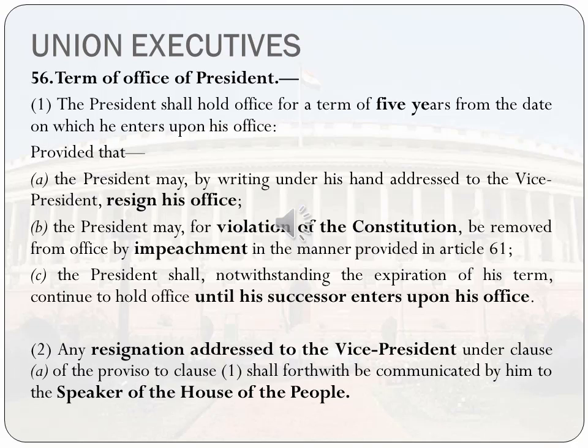The president shall, notwithstanding the expiration of his term, continue to hold office until his successor enters upon his office. So the moment his successor comes into office on expiration of his term, until then he can hold the office of the president.